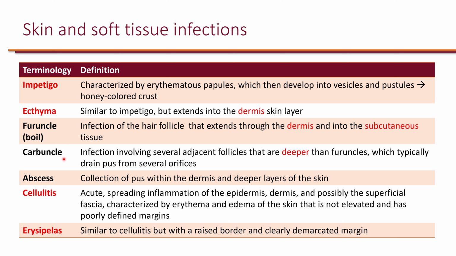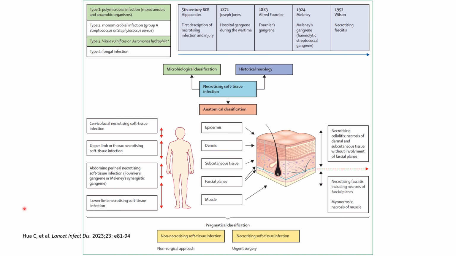An abscess is a collection of pus within the dermis and deeper layers of the skin. Cellulitis is an acute spreading inflammation of the epidermis, dermis, and possibly the superficial fascia. It's characterized by erythema and edema of the skin that is not elevated and has poorly defined margins. Erysipelas is similar to cellulitis but with a raised border and clearly demarcated margin. These infections are considered superficial in the sense that they are not necrotizing.